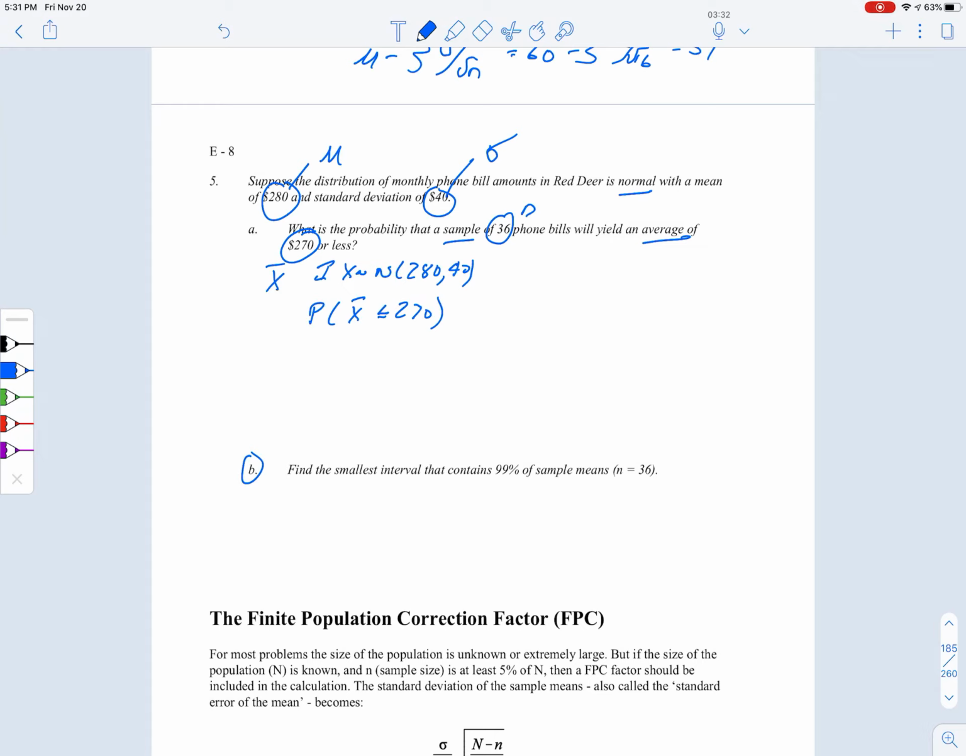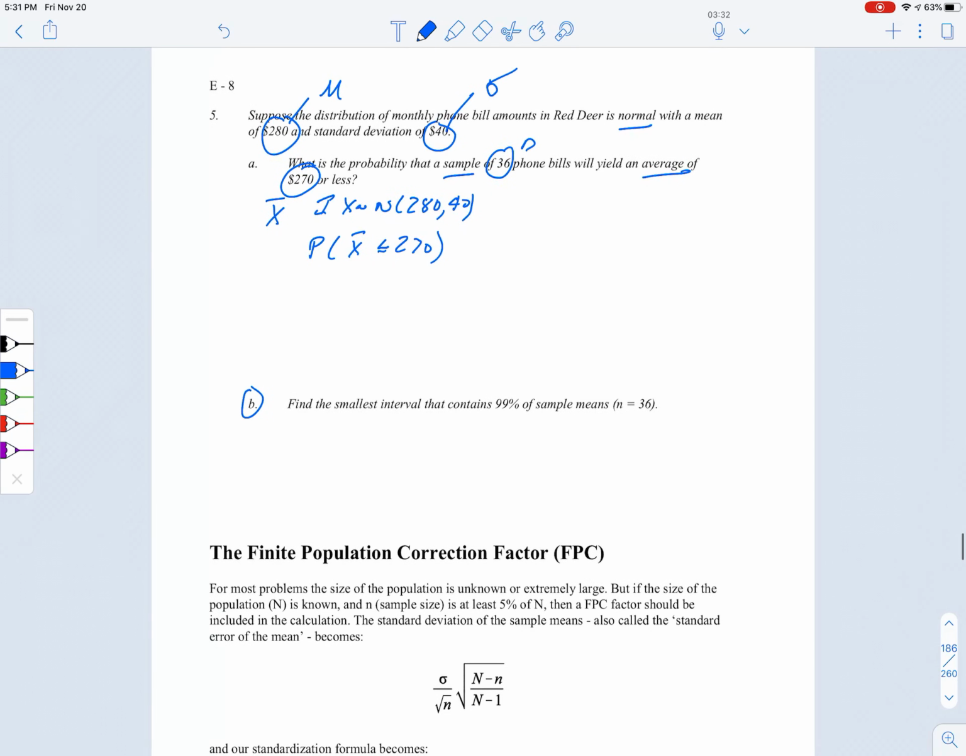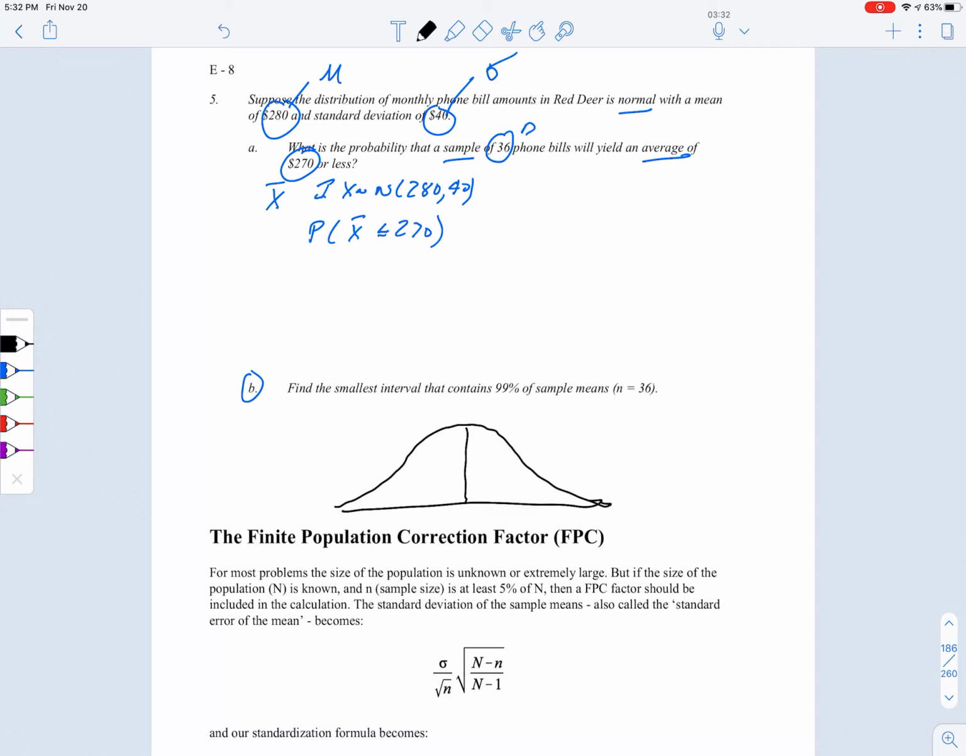But I'm going to start you on this next one here, which will also be done for homework. Find the smallest interval that contains 99% of sample means. That's kind of goofy when you think about what that means. That's actually going to help us when we get into probability distributions with confidence intervals. This is how the thing works. So we're talking about a mean here of 280, and we want to find two values that have 99% of the distribution between them.